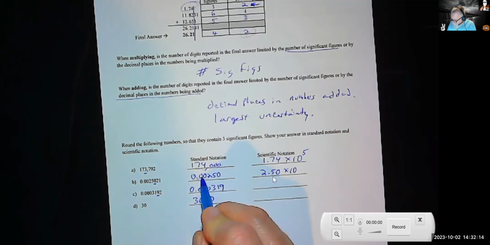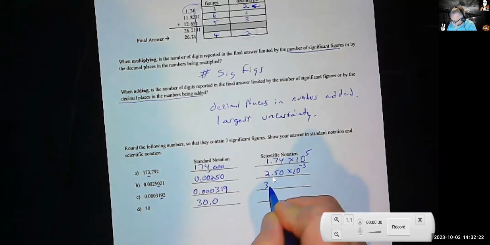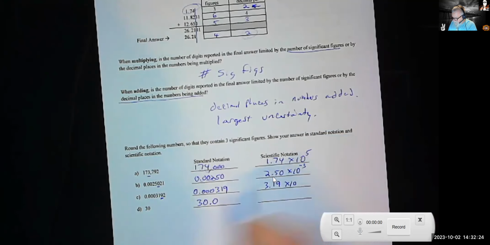Okay. This one would be 2.50 because we want 3 significant figures, right? Times 10. And this time we're moving this way, 1, 2, 3. So that'd be to the negative 3. All right. Here again, we have 3.19 times 10 to the 1, 2, 3, 4, negative 4. Okay. And then on this last one, this would be 3.00 times 10 to the positive 1. All right. So hopefully that helps.